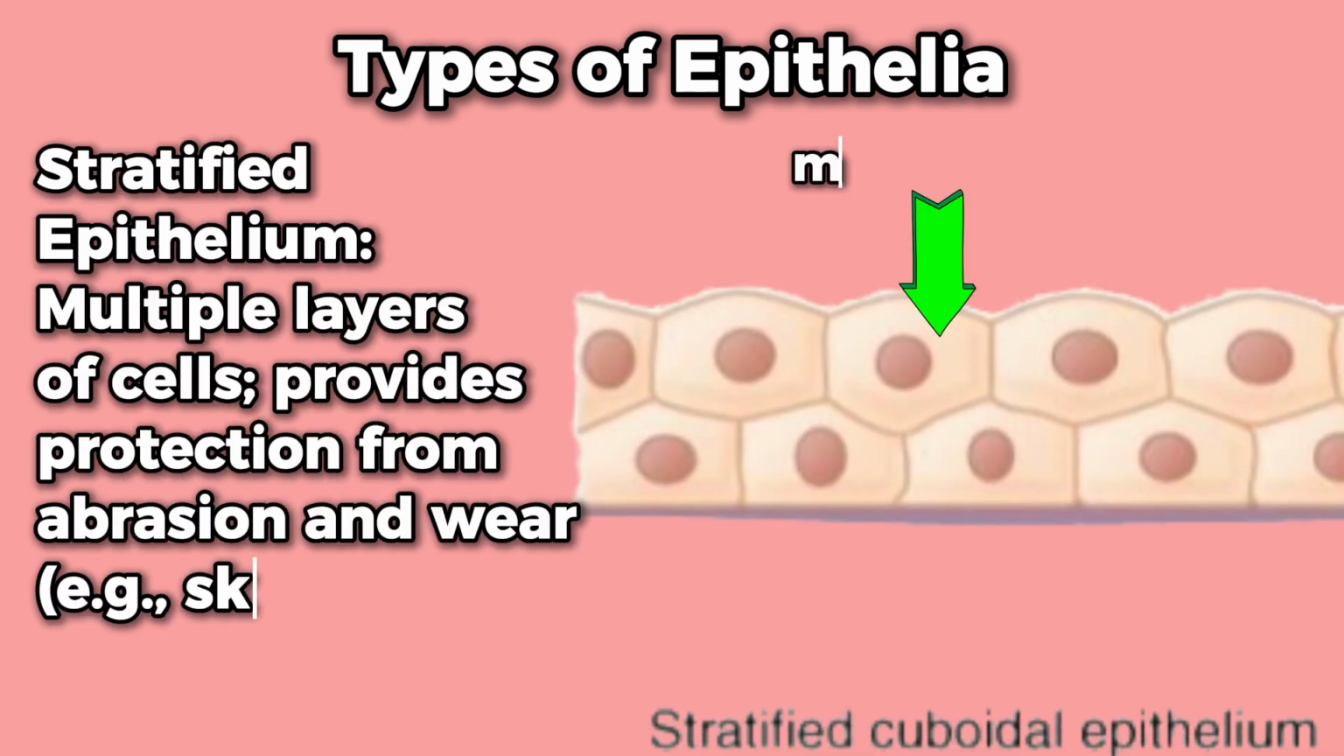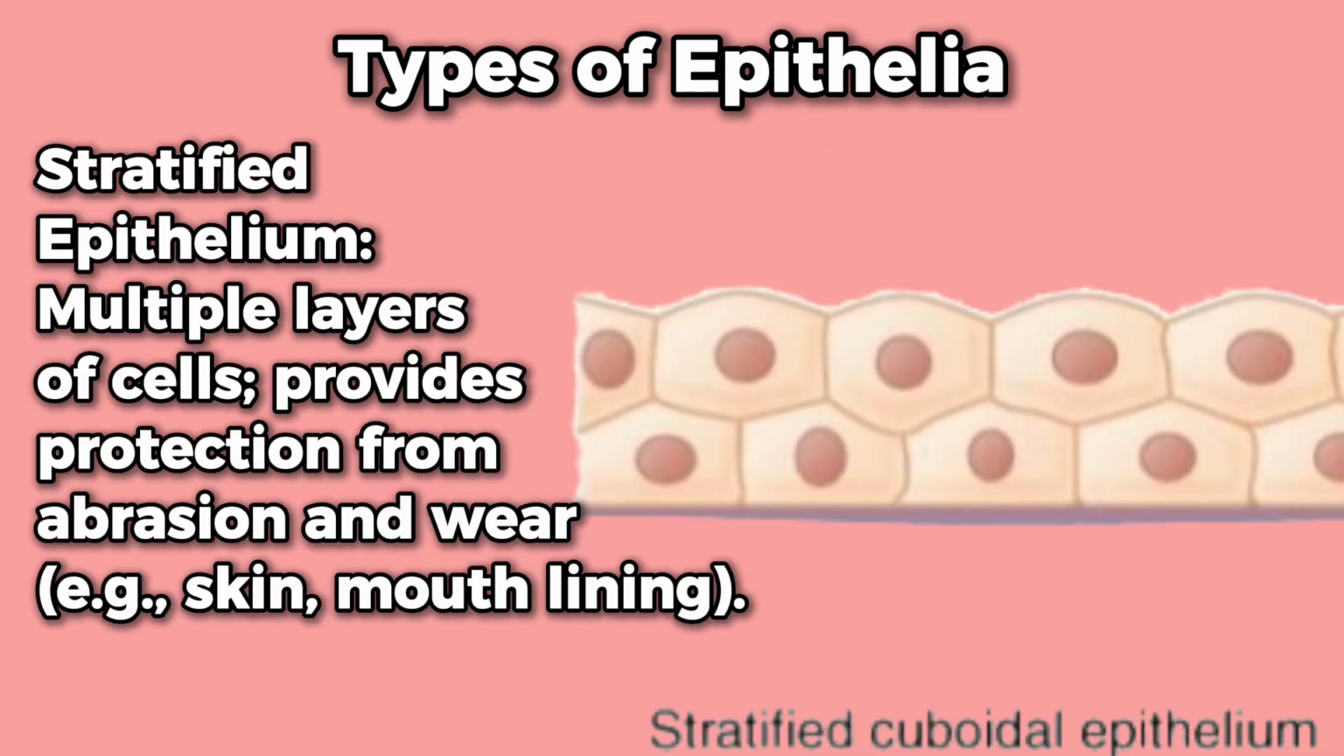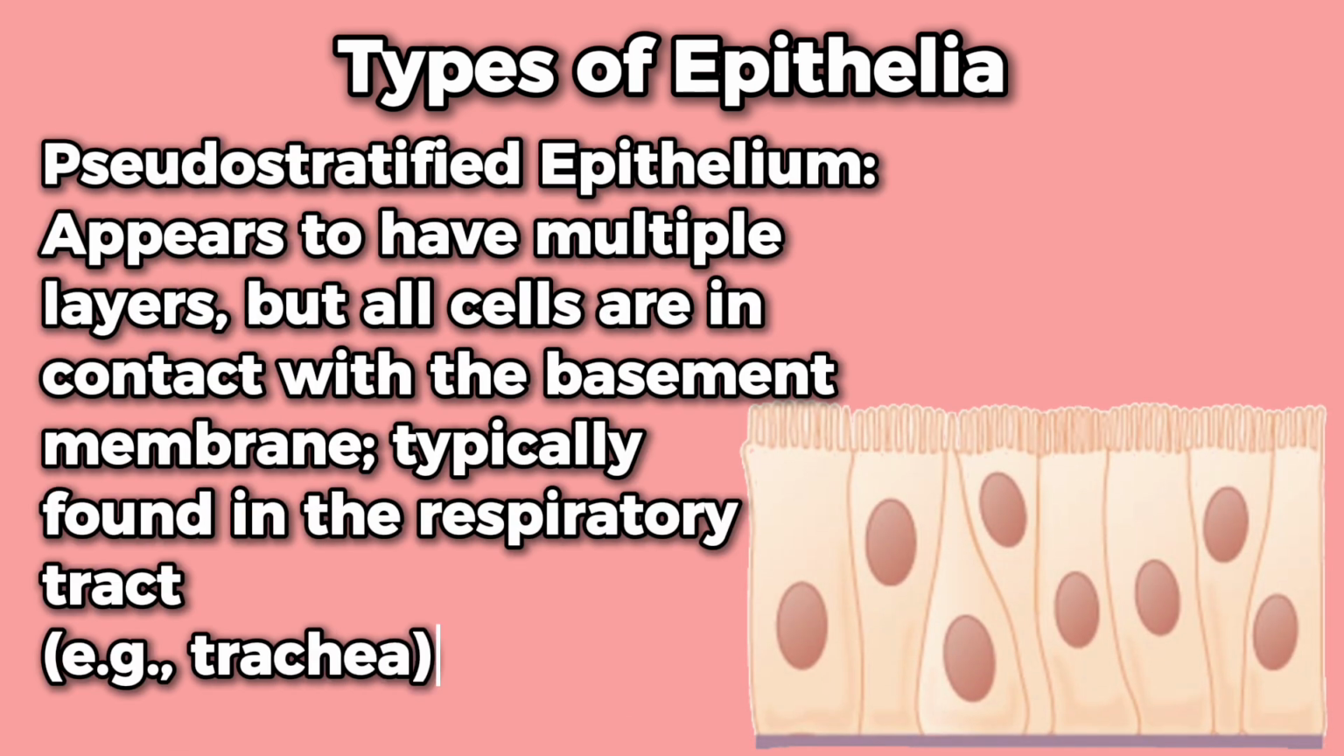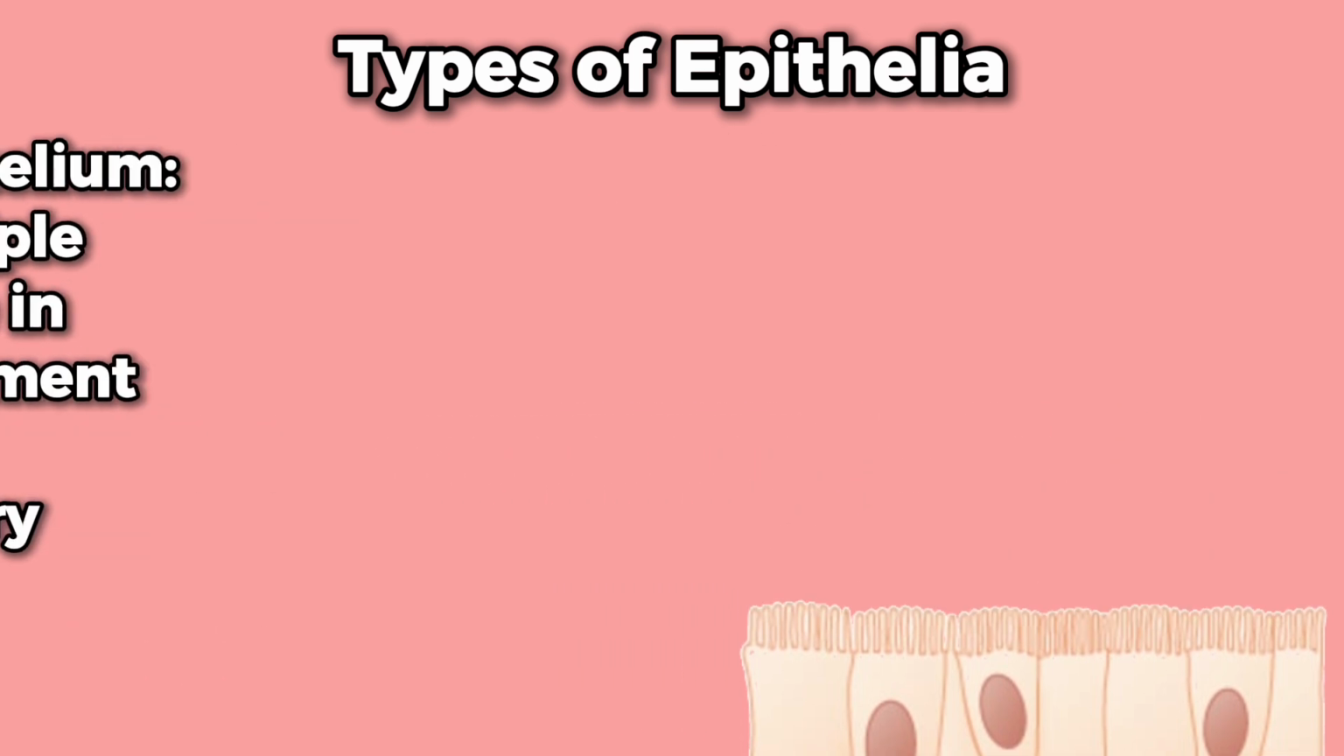Stratified epithelium, multiple layers of cells, provides protection from abrasion and wear. Examples, skin and mouth lining. Pseudostratified epithelium. It appears to have multiple layers, but all cells are in contact with the basement membrane. This is typically found in the respiratory tract, like in the trachea.